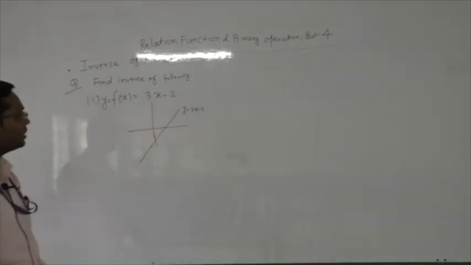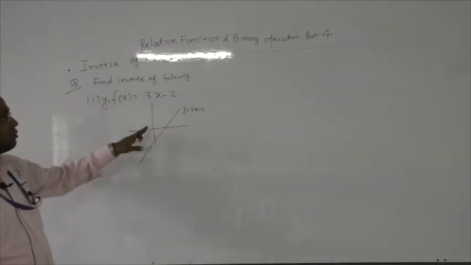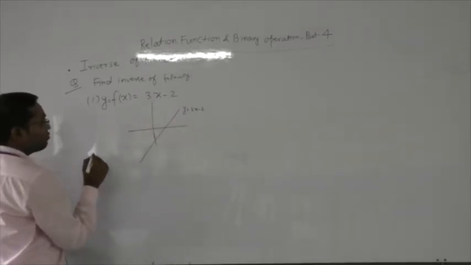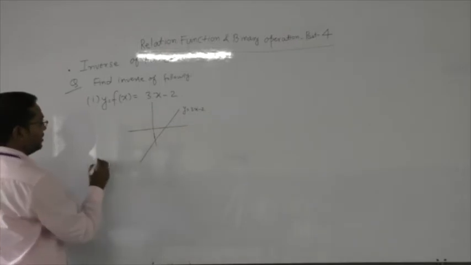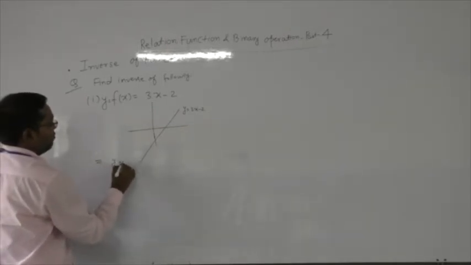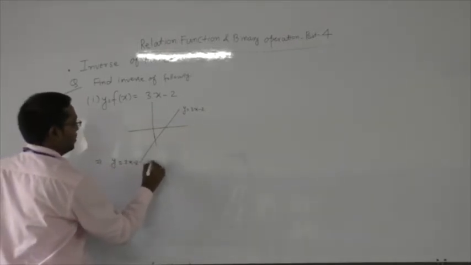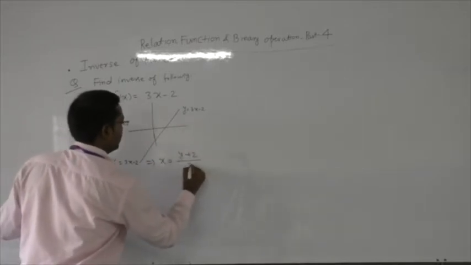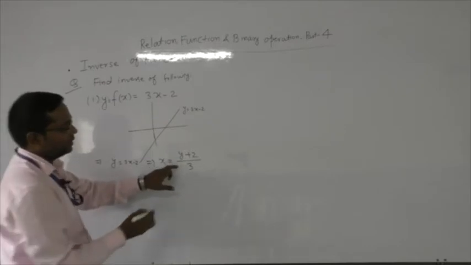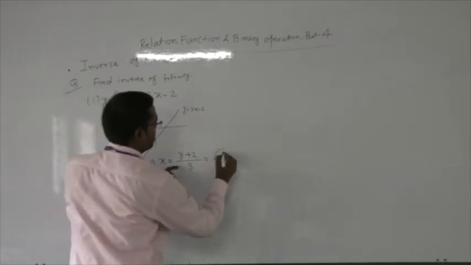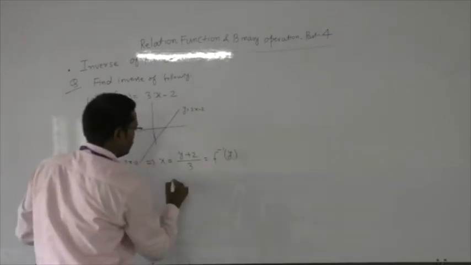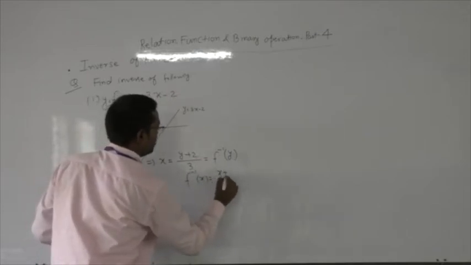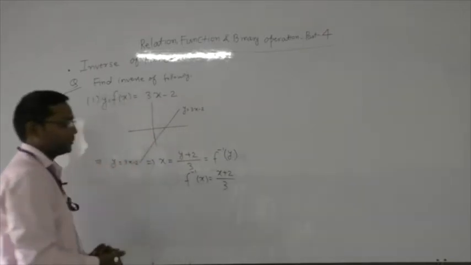Now see, this function is a one-one onto function. So how to find the inverse? What you do is find the value of x in terms of y. From here we have y equals 3x minus 2, so x will be equal to (y plus 2) by 3. Now consider this as f inverse of y. So the inverse of this function will be (x plus 2) by 3.